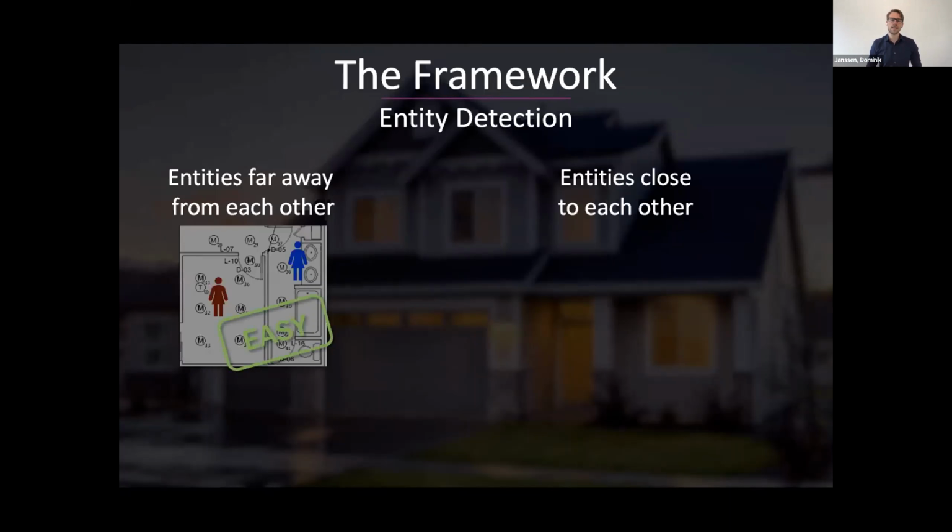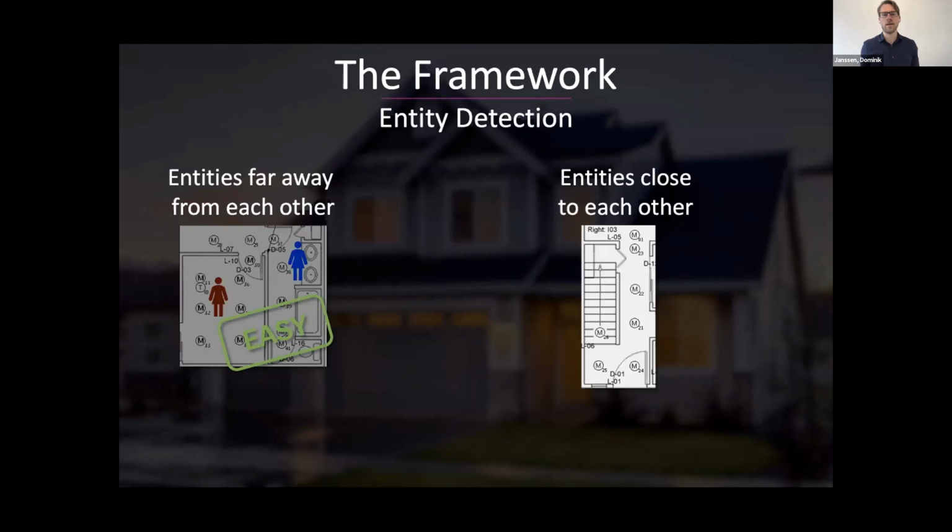Then there's the second scenario where entities are close to each other. That could happen anywhere, but narrow hallways are a very good point where that could happen.